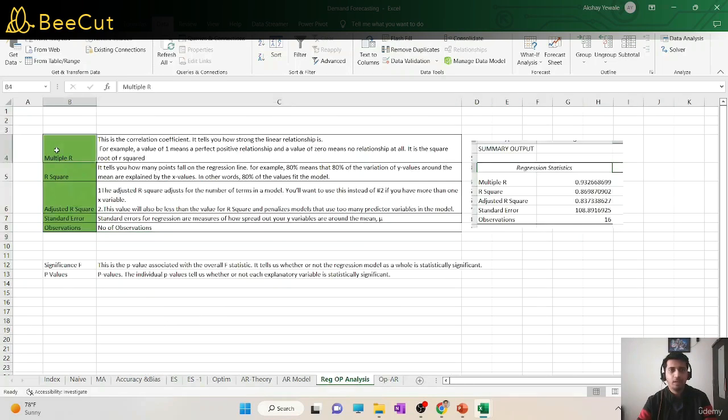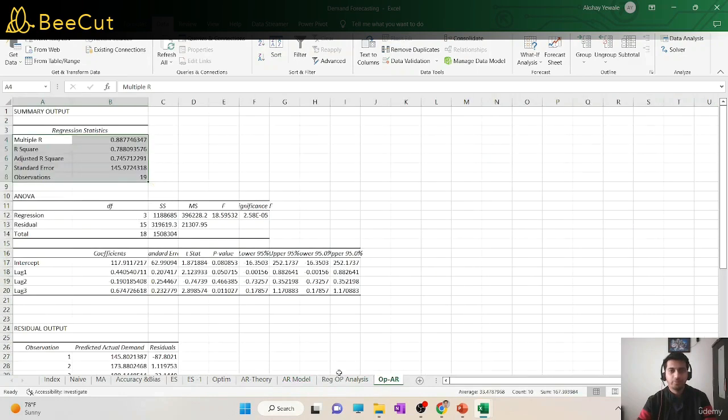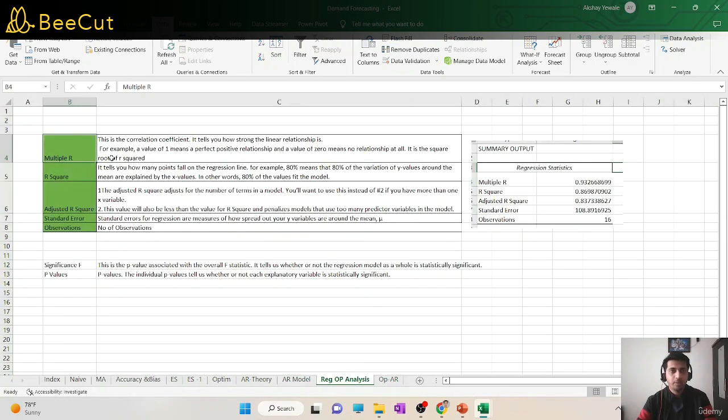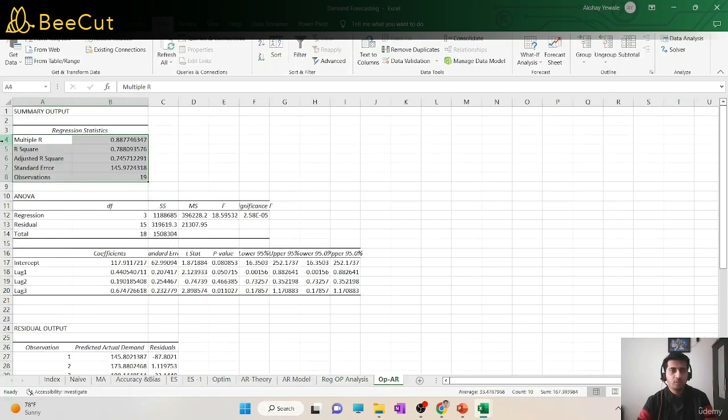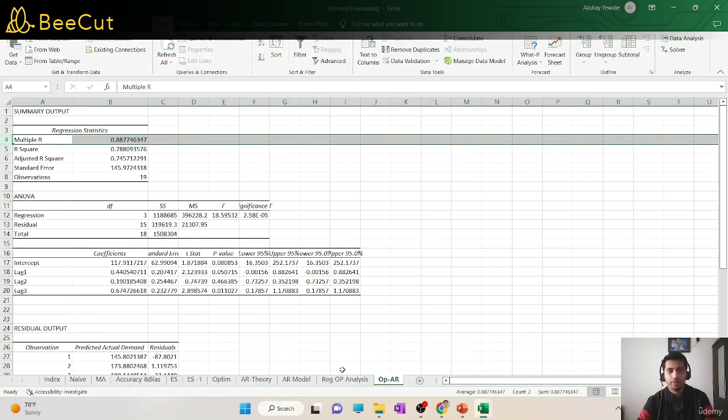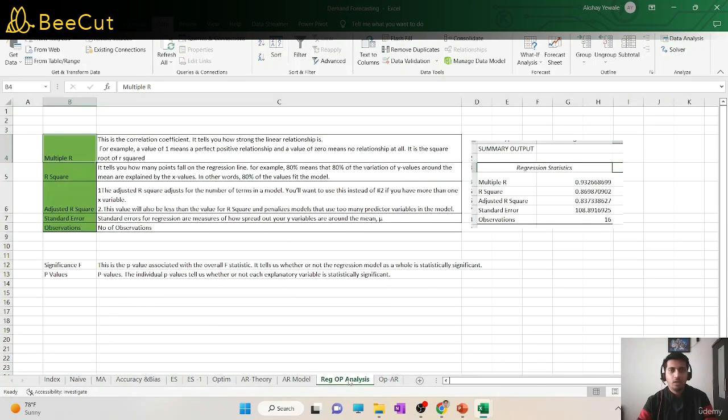So first is multiple R. Multiple R, this is the parameter given in the output. So what is multiple R? This is the correlation coefficient. It tells you how strong the linear relationship is. So it has to be as close to 1 as possible. So if we go to our output, this is 0.88, which is a good one. So based on this we can say, okay, the output is good.